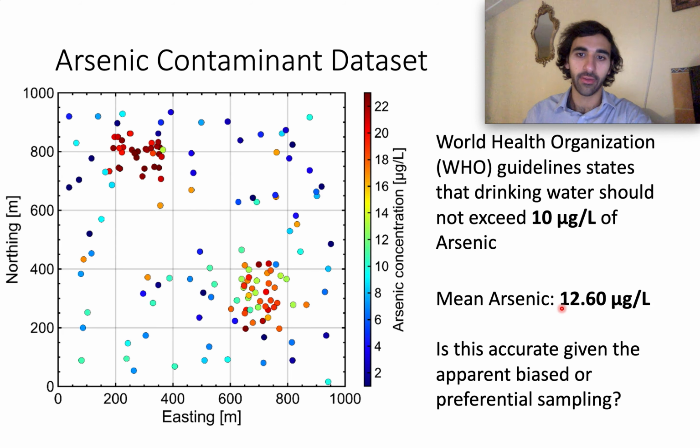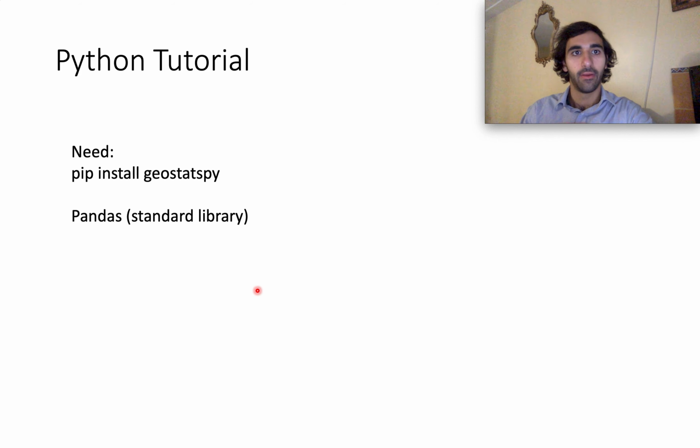But now we have to ask ourselves, is this accurate, or is this just an artifact of the clear bias and preferential sampling you can see? There's a cluster at the top left and at the bottom right, and both of these clusters of data points have anomalously high arsenic concentration. So if we decluster this mean, maybe we'd be below that limit. We'll see. So now we're going to go into a Python tutorial.